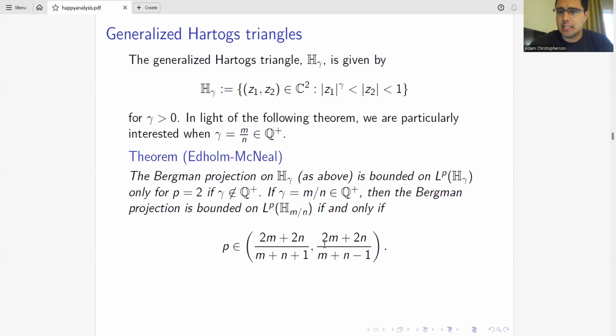In about 2016, they stated that if gamma is irrational, then the Bergman projection is bounded only for the trivial exponent p equals 2. If gamma is m over n, a positive rational number, then the Bergman projection is bounded on L^p if and only if p lies in this range here at the bottom of the slide: (2m+2n)/(m+n+1) < p < (2m+2n)/(m+n-1).